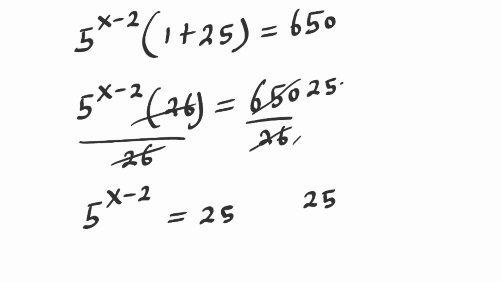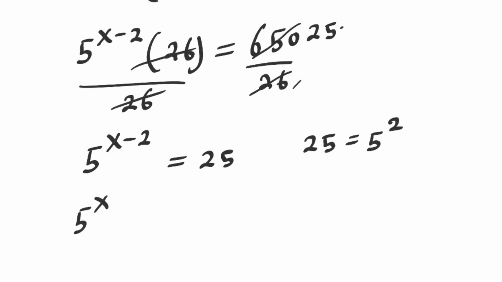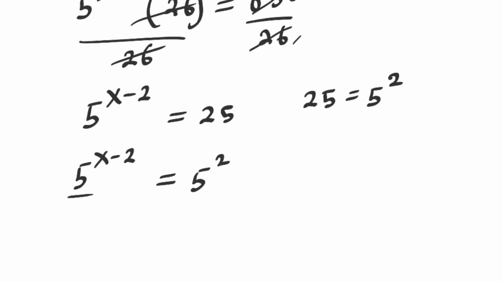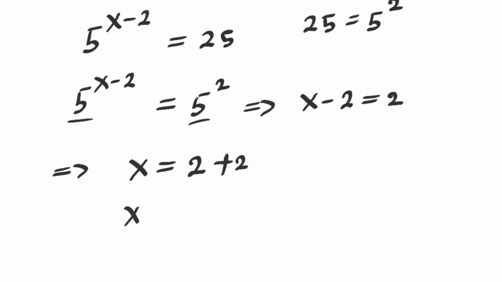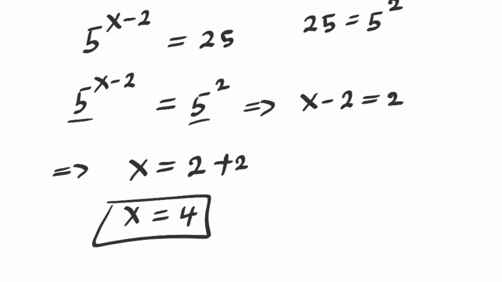And 25 is equal to 5 square. 5 raised to power s minus 2 is equal to 5 square. They have the same base 5. This can be written as s minus 2 is equal to 2. Then s is equal to 2, if you take this minus 2 to the other side here, it becomes plus 2. s is equal to 4. This is the value of s. You can see that using both first and the second method, you're going to get the same answer.